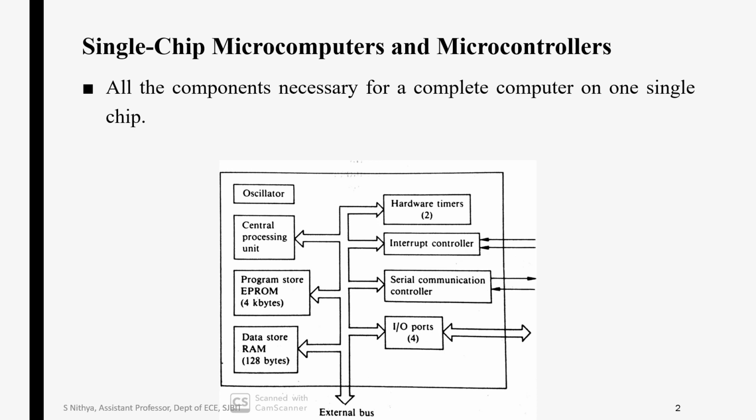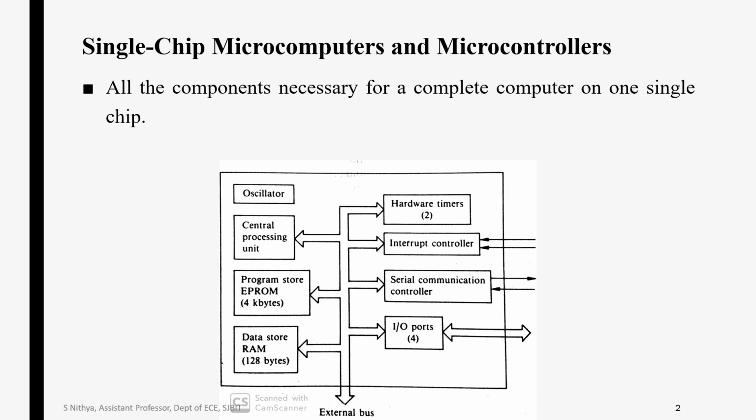One is the oscillator and the central processing unit, and also the program store memory, which is an EEPROM containing 4 kilobytes, and the data store, which is a 128-byte RAM. Then there are two hardware timers, an interrupt controller, a serial communication controller and input output ports. These are the things inside the single IC chip.